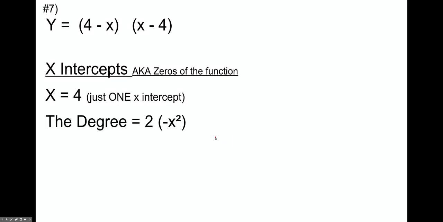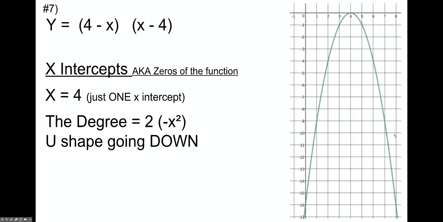Okay, and we talked about it being negative x squared, a degree of 2. It's going to be a U shape going down. We talked about that already. So this is what it looks like. At the positive 4, it bounced off right there because it had a multiplicity of 2. Because these two answers were the same, it made it a multiplicity of 2.